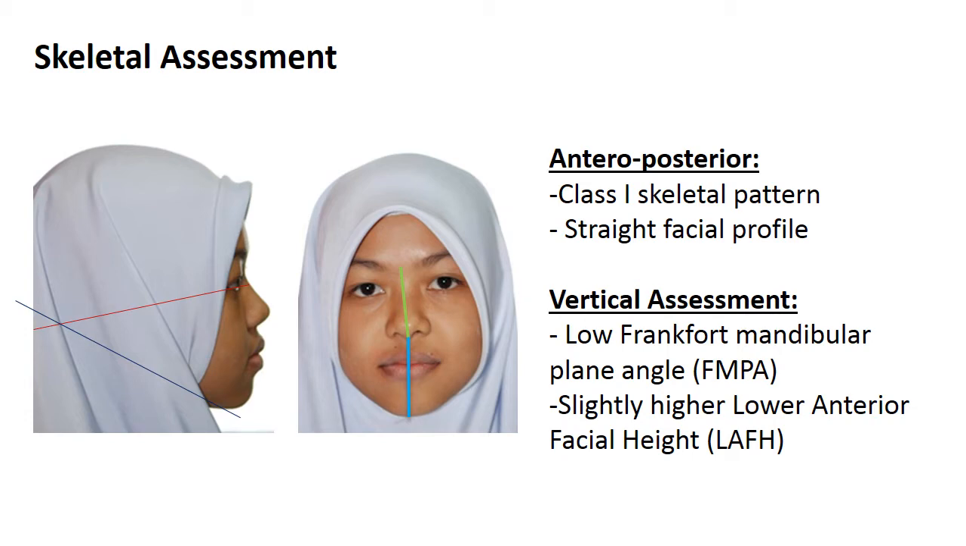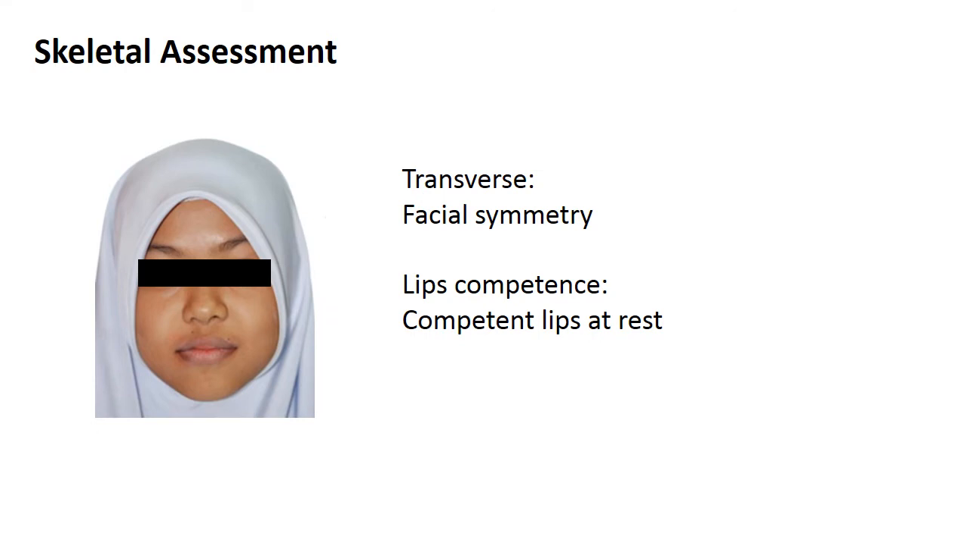As you can see on your left, for the first picture, the intersection between the Frankfurt plane and mandibular plane is posterior to the occiput. And then the patient has slightly higher lower anterior facial height. As you can see on the second picture, there are two lines there, green and also blue. The blue line is slightly longer than the green line. For the skeletal assessment, the patient has grossly facial symmetry and competent lips.